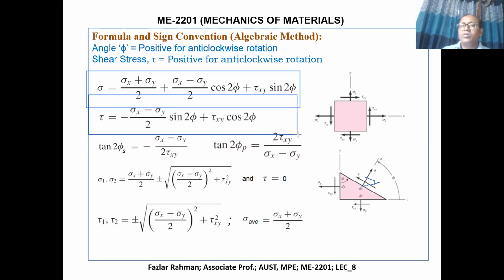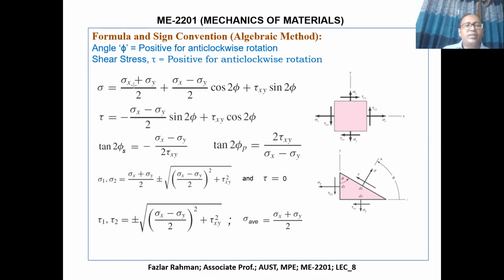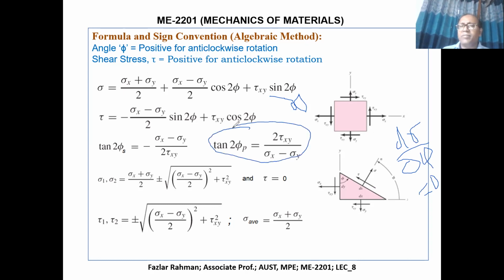Then we figured out the value of phi for the maximum value of sigma. So how do we do it? We take the derivative of this equation. That means we figure out d sigma by d phi equal to 0. We figure out the condition, then we got this. Similarly, we figure out the derivative of tau, for which value of phi tau will be maximum, and we got this.